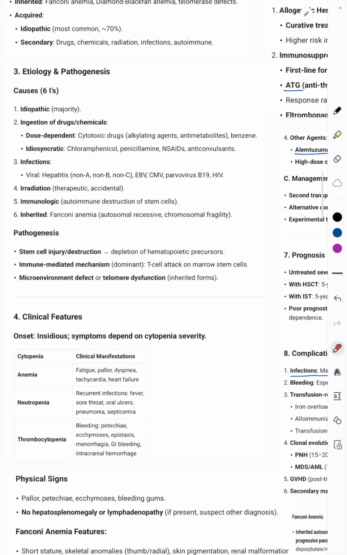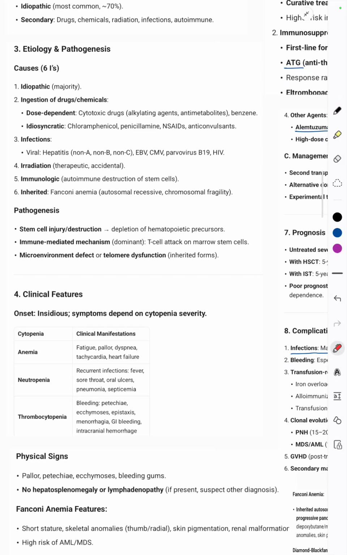Then talking about the pathogenesis, it is idiopathic as I said. In case of drugs, it is dose dependent, and sometimes due to cytotoxic drugs like alkylating agents and antimetabolites, or benzene. Idiosyncratic reaction is seen with penicillamine or NSAIDs. Then infections like viral hepatitis non-A, non-B, Epstein-Barr virus, and cytomegalovirus can also lead to aplastic anemia. Then inherited conditions like Fanconi anemia, which is autosomal recessive, caused because of chromosomal fragility. And apart from that, Diamond-Blackfan syndrome can lead to this.